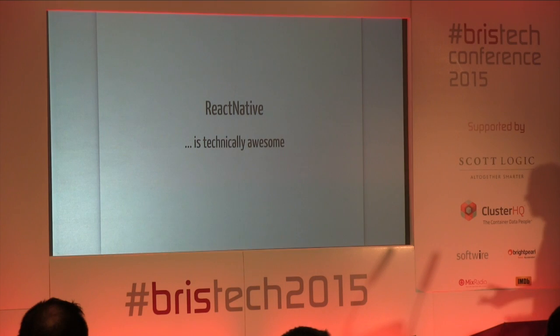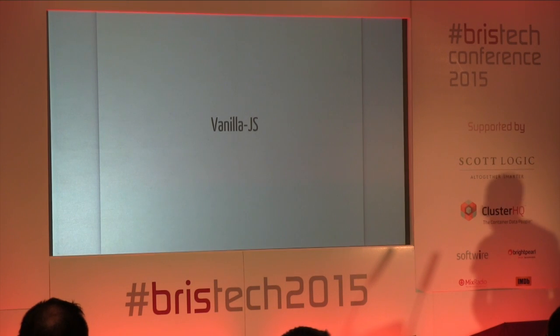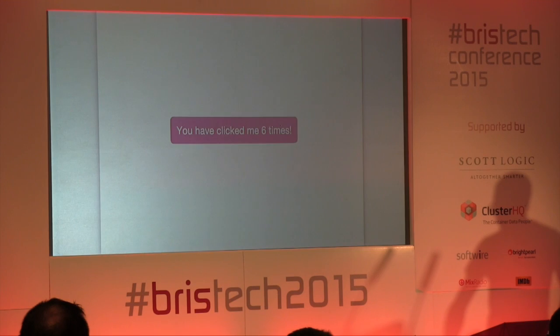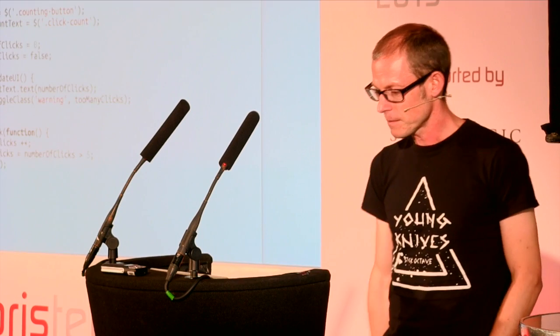And the way I'm going to do that is illustrate a very, very simple application, and first show you that application implemented with vanilla JavaScript. And I'll show you the application. It's really, really simple. It's a button, and as you click it, it tells you how many times it's being clicked. And as you go beyond a certain number, it turns a kind of pinky reddish color. So a very simple application. And I'm going to show you how that could be built with vanilla JavaScript.